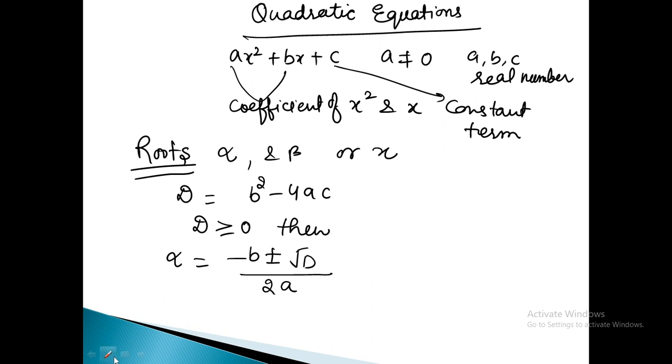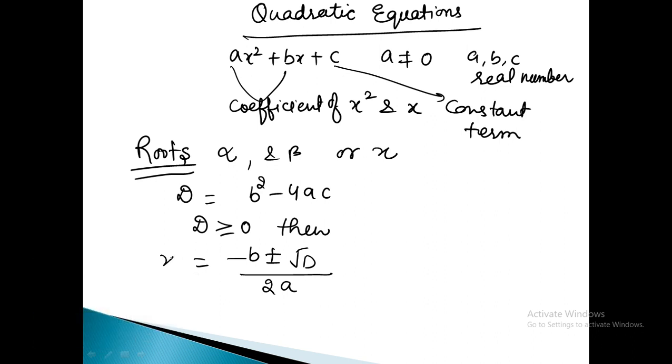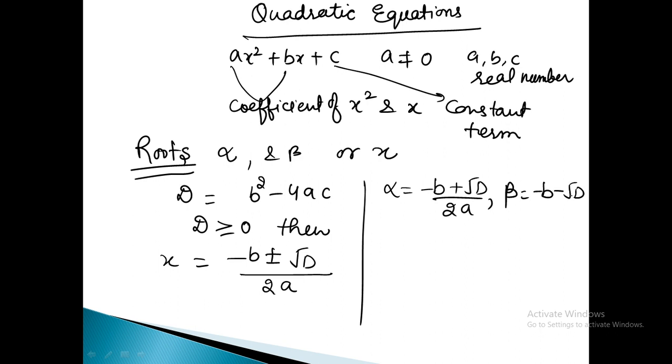If you use x, then you can write this formula. If you use alpha and beta, then you can write it like this: alpha is equal to minus b plus root D over 2a, and beta is equal to minus b minus root D over 2a. There are two ways of writing the formula of roots.